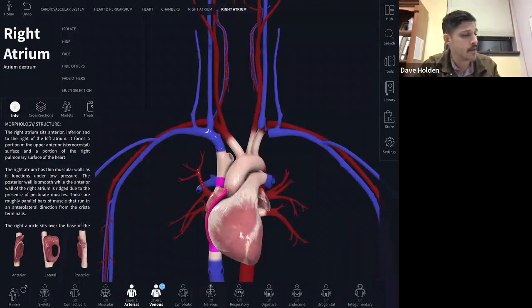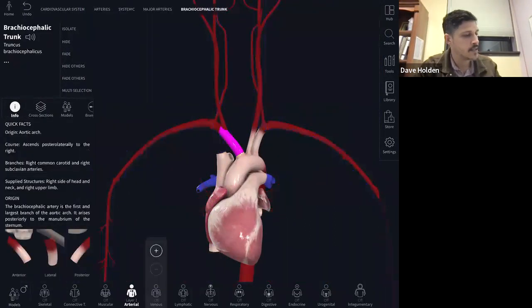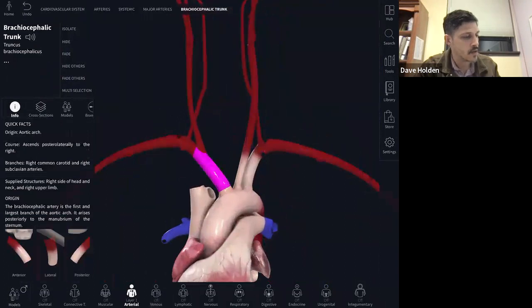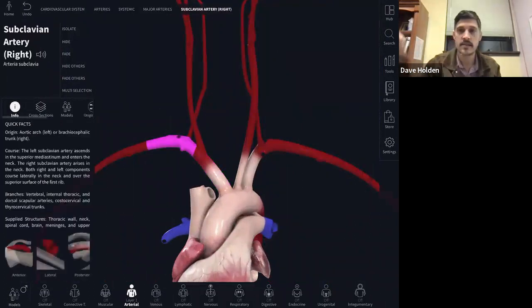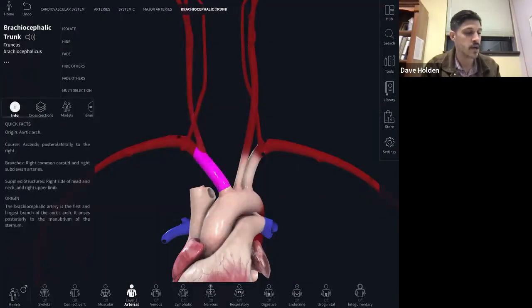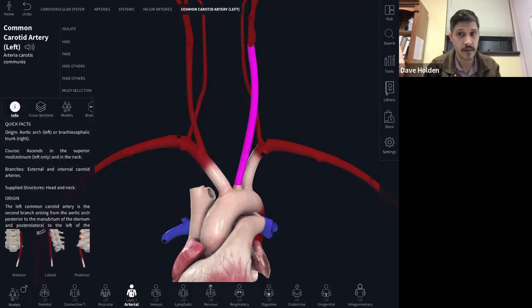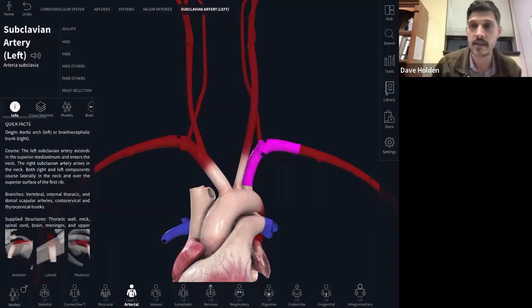Since I've got the fancy app up, there is the brachiocephalic trunk. And you can see it's going to branch into the subclavian artery and the common carotid. So brachiocephalic trunk. We have the left common carotid and the left subclavian. All branch off of the aortic arch.